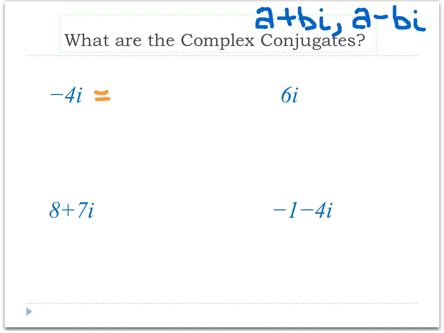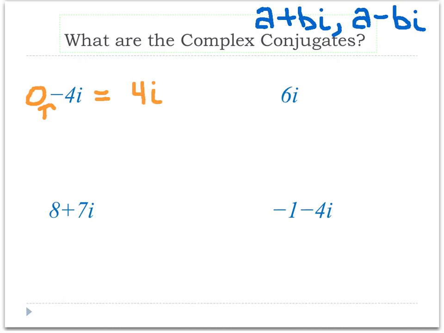So here, the real part is 0, right? There's nothing written there. So if I just want to change the sign of the complex part, I just change this negative into a positive. So the complex conjugate is just 4i, positive 4i now.